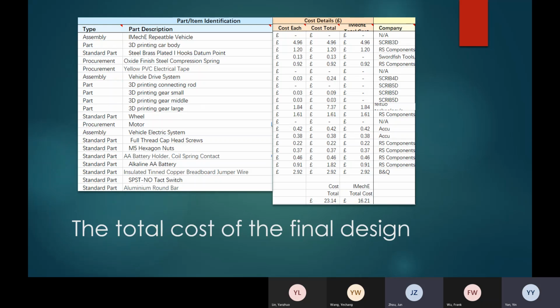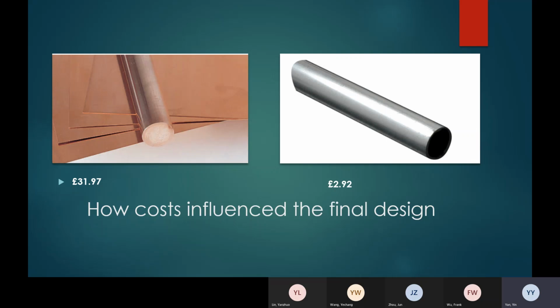Finally, the total cost of the final design is shown there. We can see that we have 16 parts of the vehicle, and the total cost of that is 23.05 pounds. The cost has greatly affected our final design. For example, we wanted to use more conducting metal bars, such as copper bars. But these metal bars are too expensive to budget, so we finally decided to use aluminum bars. It has a suitable price and good conductivity.